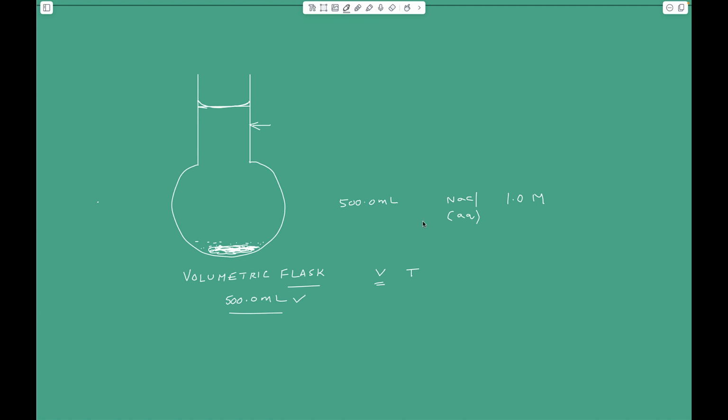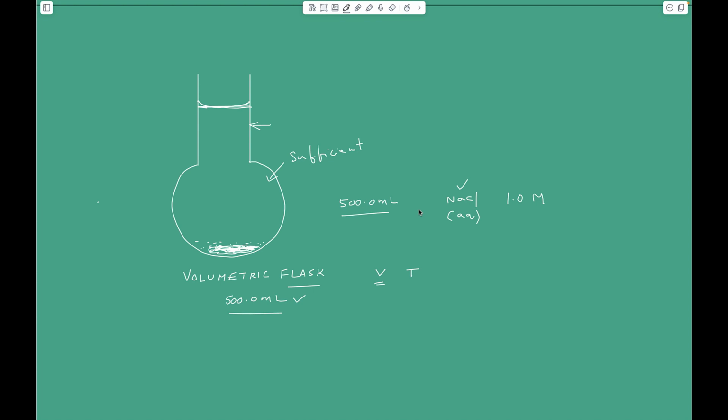And how did we prepare this? We know the exact mass of sodium chloride needed to prepare this solution. So we measured the mass of sodium chloride and placed the right amount of sodium chloride in an empty volumetric flask, and then we added sufficient amount of water to make 500 ml of the solution. That is how we prepared it.